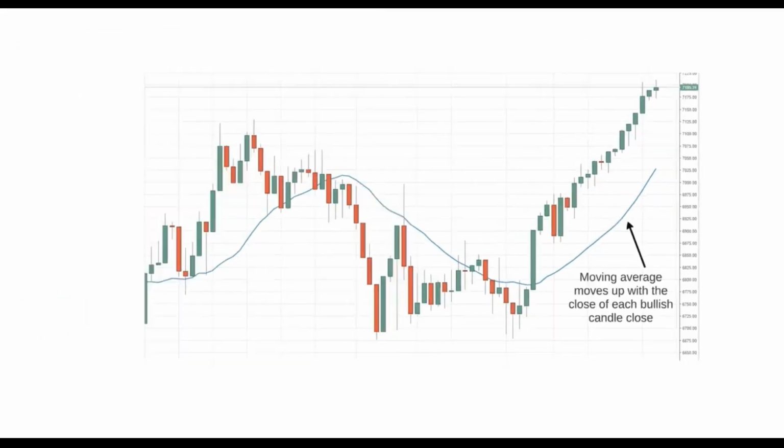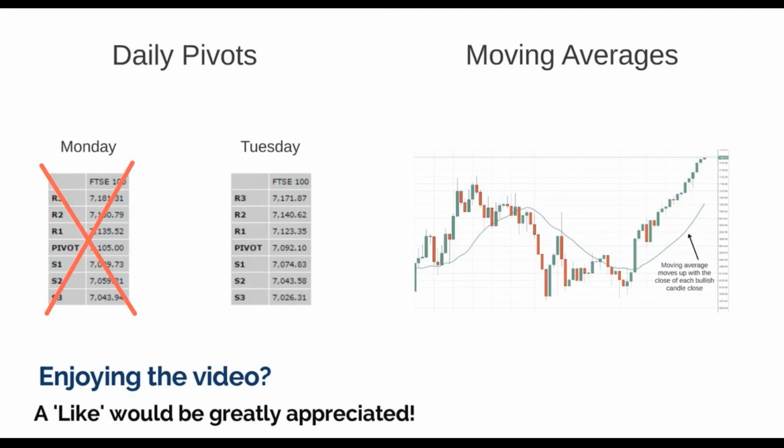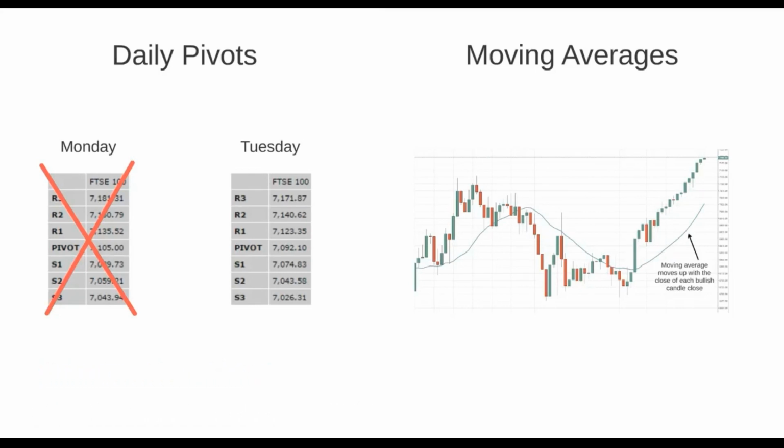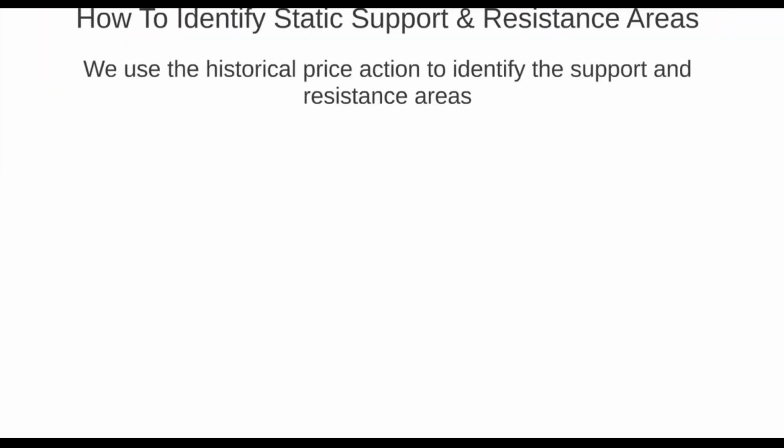Dynamic support and resistance levels, such as daily pivots and moving averages, usually plot themselves through indicators within a charting platform. So if you add the daily pivots and the moving averages to your chart, the levels will update as soon as they need to. Static support and resistance areas usually have to be identified and plotted manually, so let's look at how we do this. We can identify these price areas by looking at the historical price action on our charts.